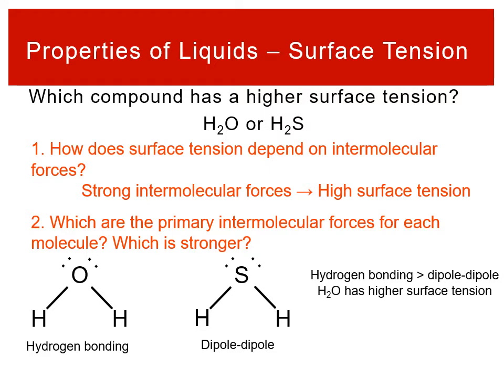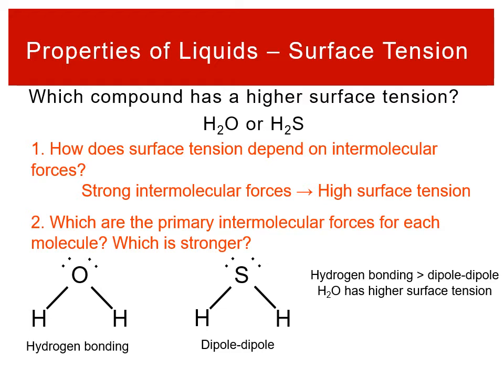Hydrogen bonding is stronger than dipole-dipole interactions, so H2O has a higher surface tension. So we would expect, as one of the implications, that if you spilled liquid water and liquid H2S on the same surface, the droplets of water will be tighter than the droplets of H2S.